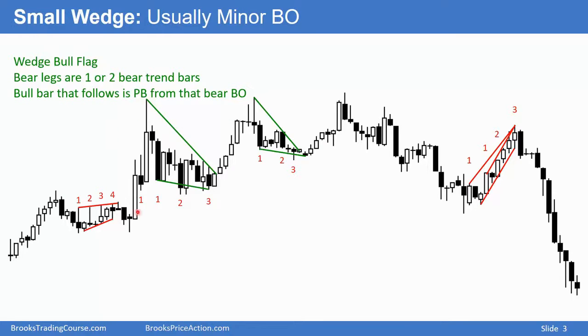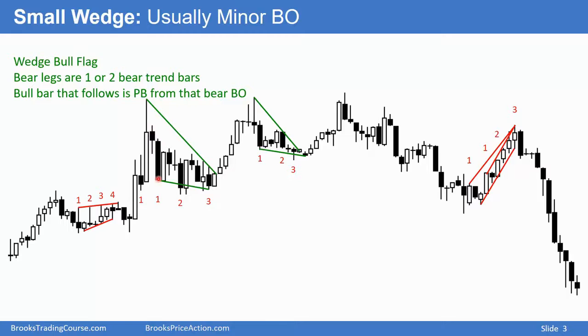Wedge bull flags. We have a bull trend, and a wedge bull flag here, wedge bull flag here. In these bull flags, we have a couple bear bars here, one bear bar here, a couple bear bars here, one bear bar, another bear bar. And the bear bars are attempts to create a bear breakout. For the bulls, the bull bar that follows that bear bar is a pullback from that bear breakout.